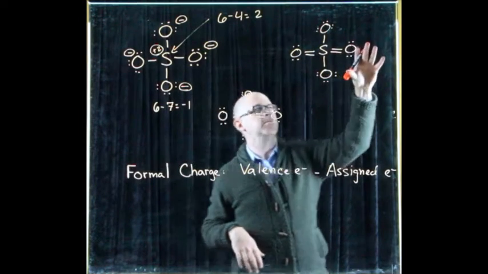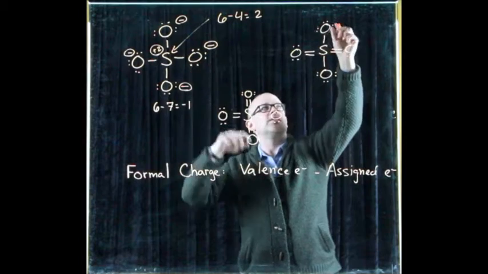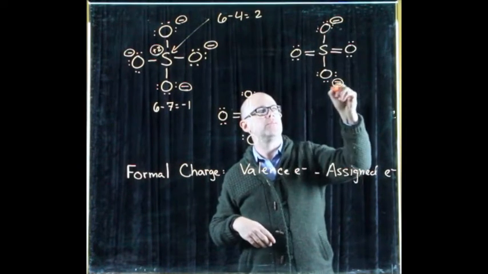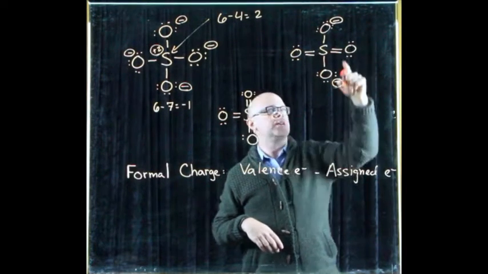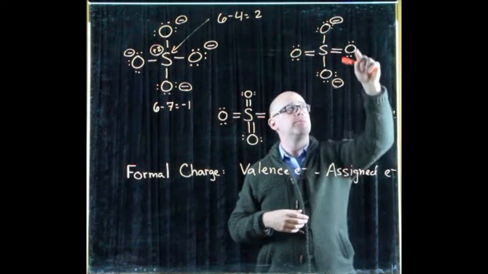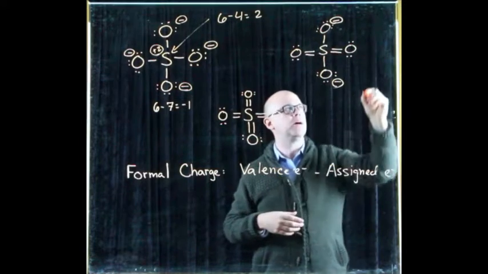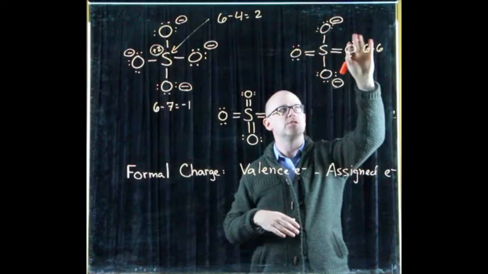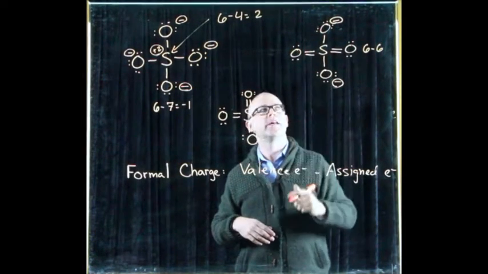Let's look at this one by comparison. Here, this oxygen is very similar to this oxygen, so I'm just going to automatically put a -1 formal charge here and a -1 formal charge here. Let's look at this oxygen now. This oxygen is different. It has a double bond. How many electrons are assigned to it? 1, 2, 3, 4, 5, 6, half of each bond. So 6 valence electrons minus 6 assigned electrons. There's no formal charge on this oxygen, and for the same reason, there's no formal charge on that oxygen.